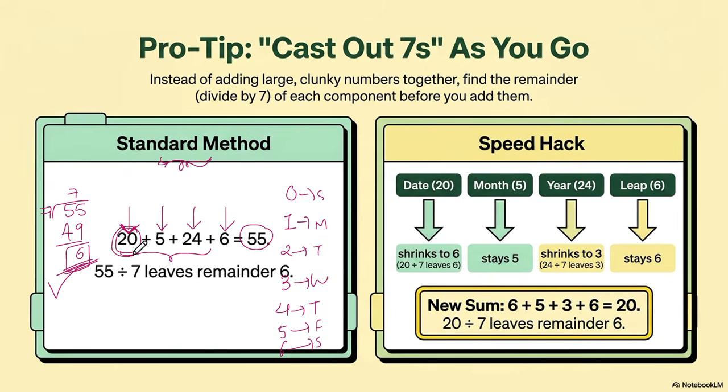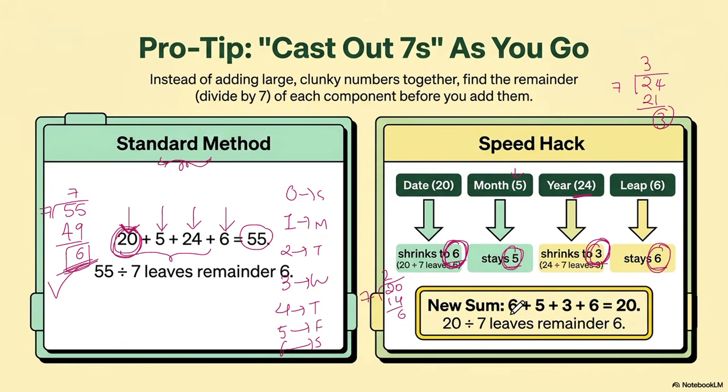For example, the first number is 20. If you divide 20 by 7, what remainder will you get? 7 twos are 14, so the remainder is 6. So note down the remainder only, which is 6. The second number is 5, which is not more than 7, so 5 as it is. The third number is 24, which is bigger than 7, so divide 24 by 7. 7 threes are 21, so the remainder is 3. So write down the remainder 3, and the leap code is 6, which is less than 7. So our required numbers are 6, 5, 3 and 6.